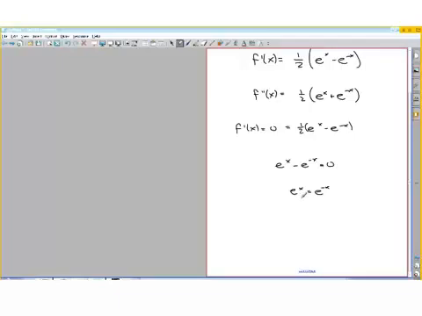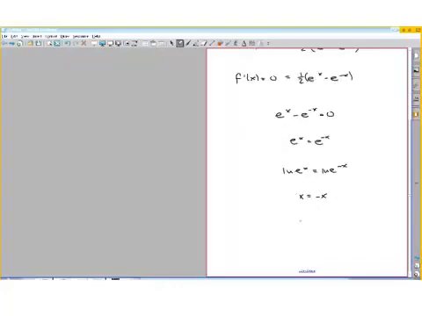So what do we do? Well, we can take the natural log of both sides. You get the natural log of e to the x is equal to the natural log of e to the minus x. So we get x is equal to minus x. If you add that, you get 2x is equal to 0, or x is equal to 0. So we have a critical number at x equals 0.